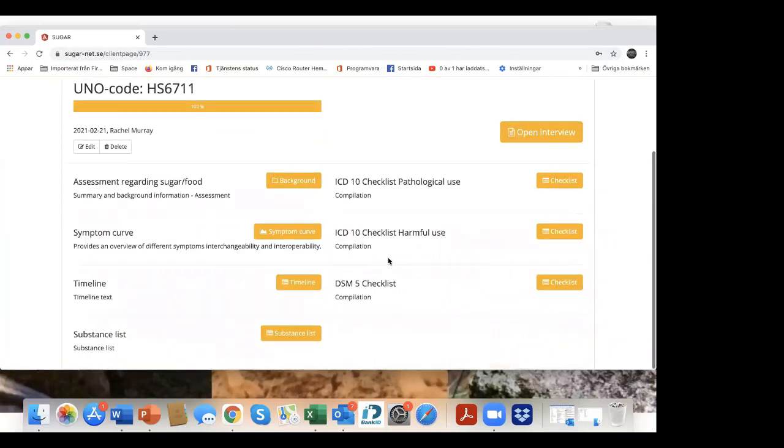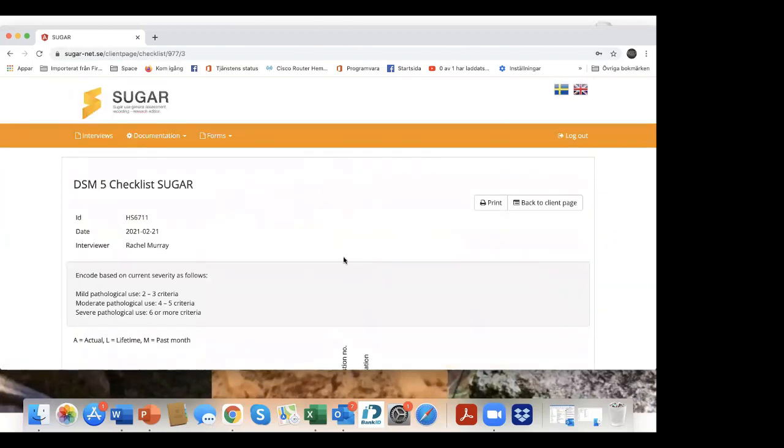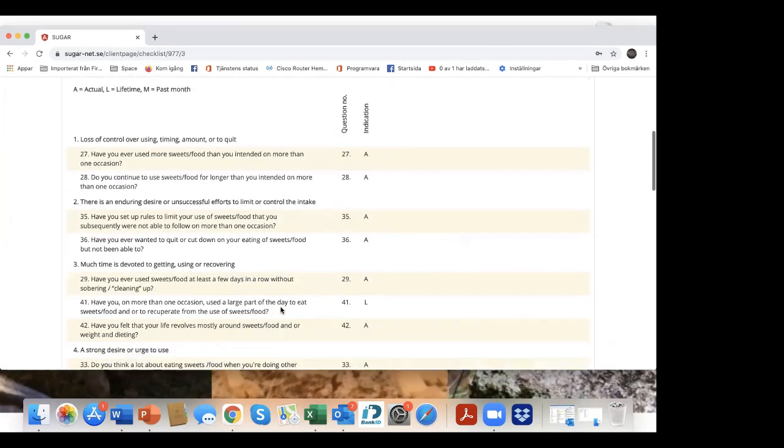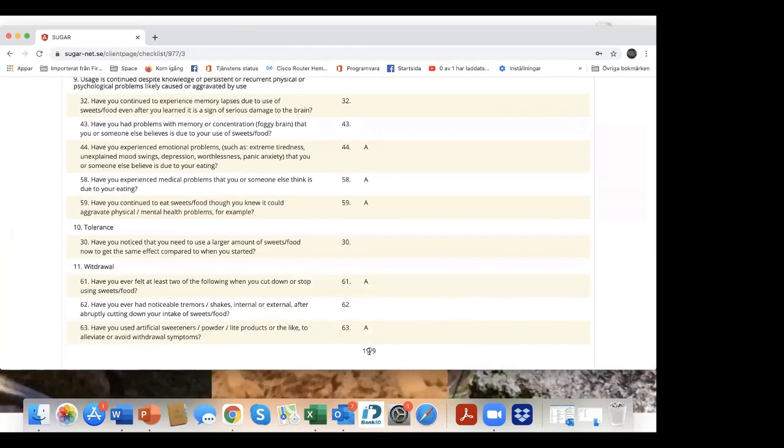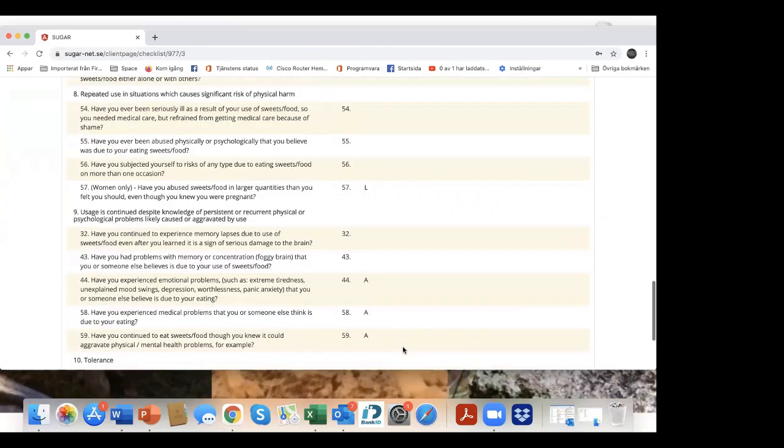So anyway, then you open DSM-5, and of course you have 11 criteria here. And the encoding here is mild pathological use if they have symptoms in 2 to 3 criteria, moderate 4 to 5 criteria, severe 6 or more criteria. And the same: A, last 12 months, L, more than 12 months ago. So then you scroll down here and you see that this client has 19 symptoms spread in 9 criteria. So that is severe. Right, Cindy? Yes. So then we know that.